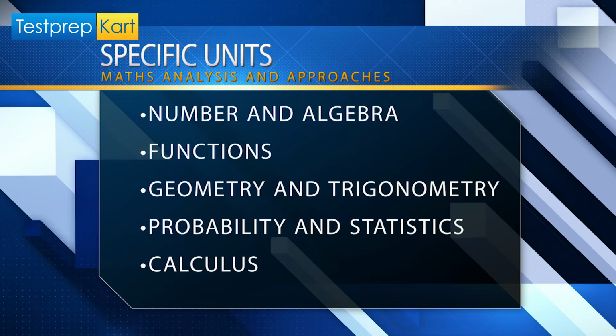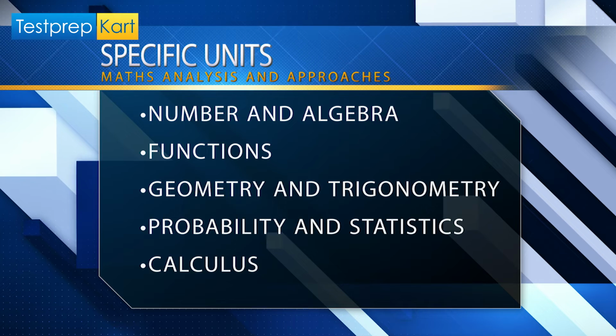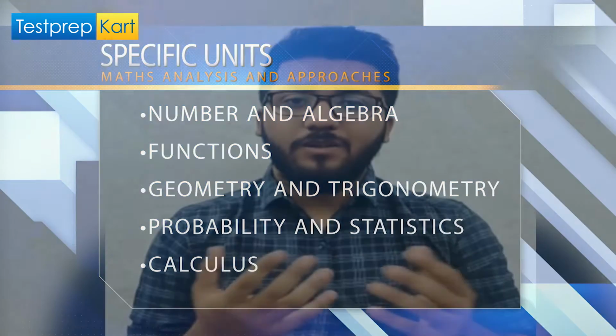Now I'm going to talk about the specific units. We all know that there are 5 units in the syllabus. The first unit deals with algebra, the second unit deals with functions, the third unit deals with geometry and trigonometry, the fourth unit deals with probability and statistics, and the last unit deals with calculus.